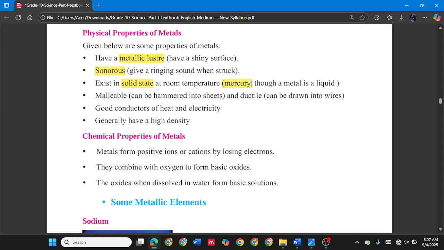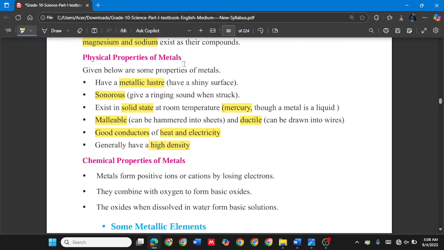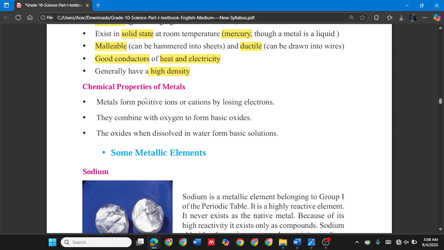Even though it's a metal, it's a liquid. That's an exception. Malleable, what is that? Can be hammered into sheets. Ductile, can be drawn into wires. Good conductors of both heat and electricity. Generally have a high density. So there are 6 main physical characteristics of metals. Now we are going to learn about chemical characteristics of metals.